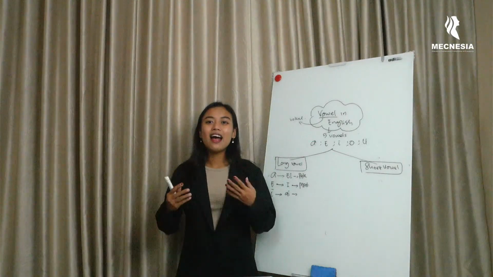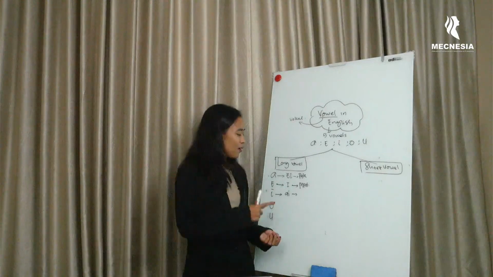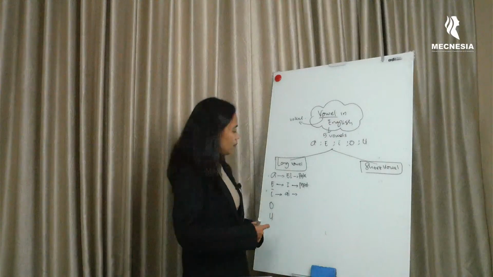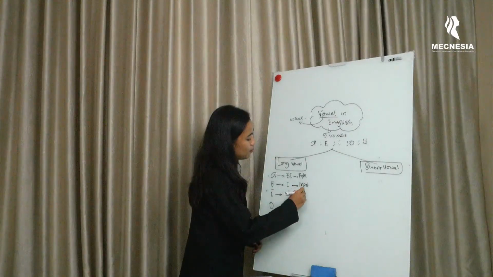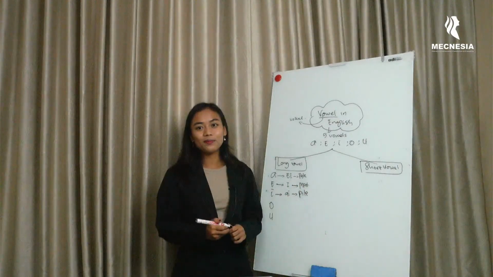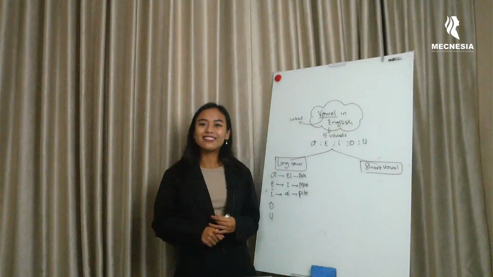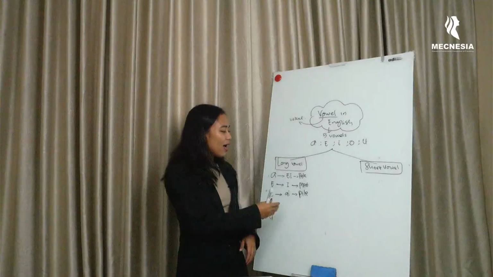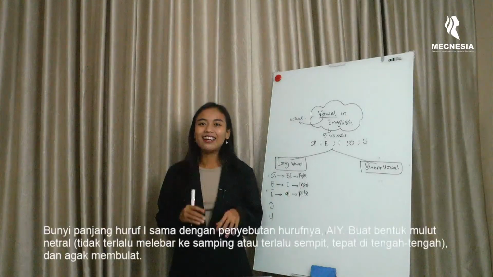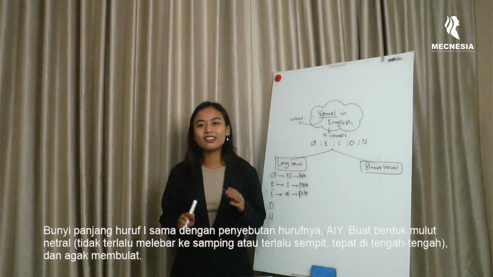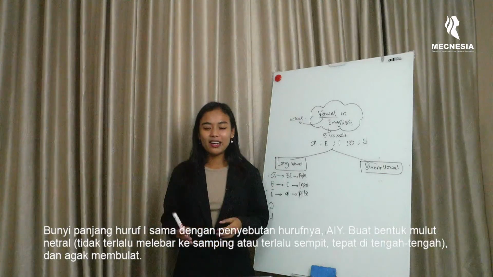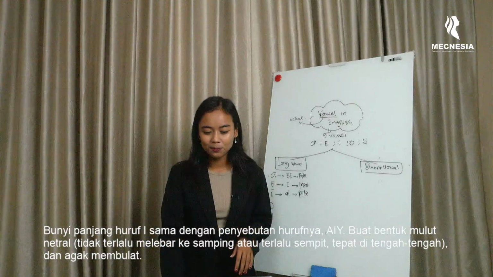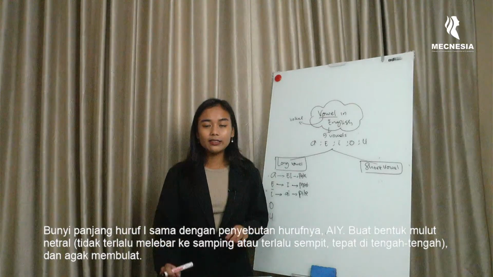One more time, I. Well, bunyi I bisa kita temukan di kata pile. Let's try it. Pile. Pile artinya tumpukan. Now, let's talk about the rule. Sekarang mari kita omongin aturannya. When do we use it? Kapan kita pakai?